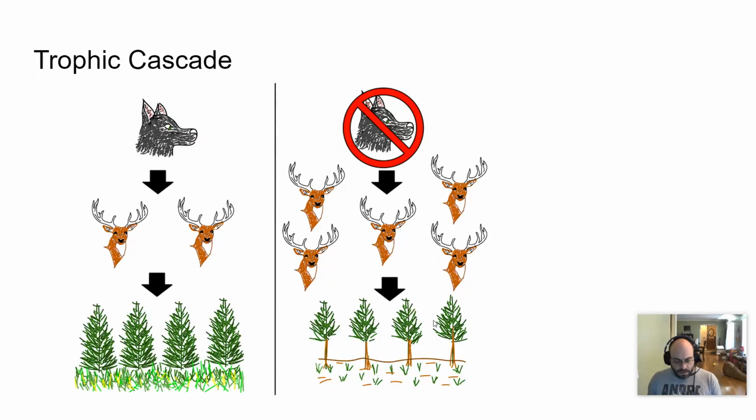Another thing that you need to talk about with communities has to do with trophic cascades. A trophic cascade is when the removal of one species causes a kind of cascading effect on the rest of the ecosystem. The wolves in Yellowstone are a great example of this.